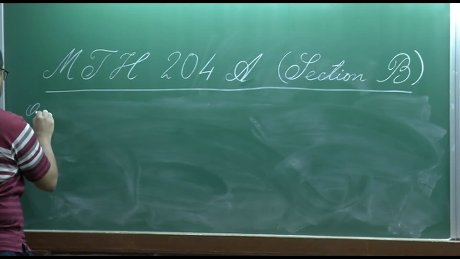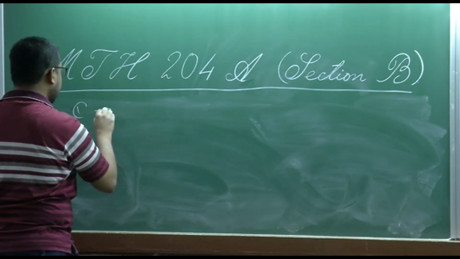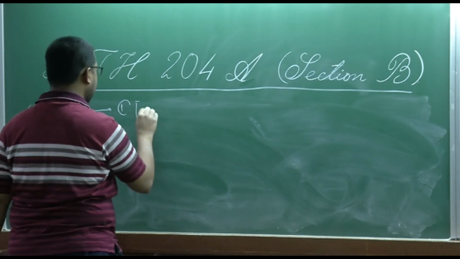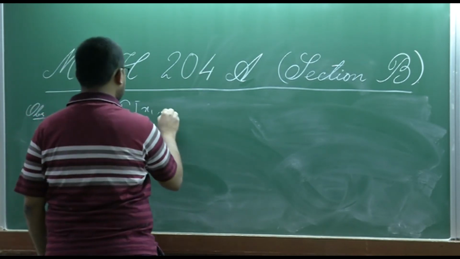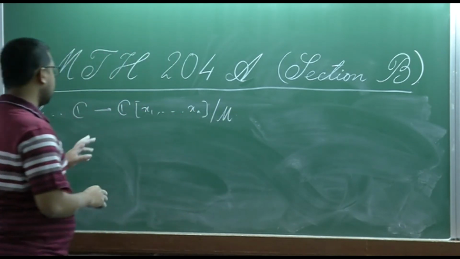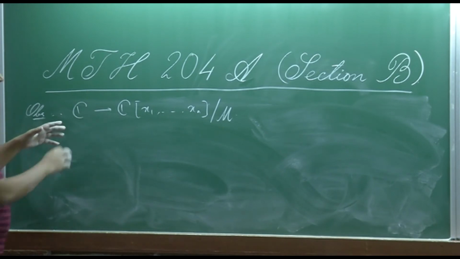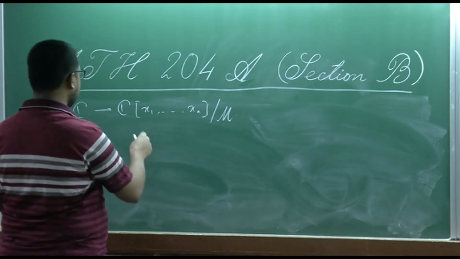So the first observation is, from C to this normal map that I just said a few minutes back. So this map is actually a 1-1 map, because of course from a field to another field every homomorphism must be 1-1.